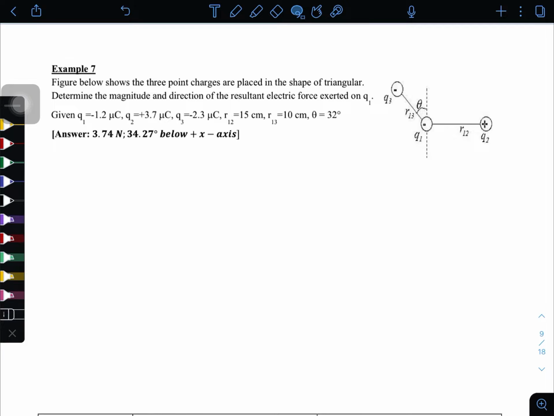Okay, example 7. The figure below shows three point charges placed in the shape of a triangle. Determine the magnitude and direction of the resultant electric force exerted on Q1. Given Q1, Q2, Q3, R12 and R13, also theta. So it gives you the figure here.